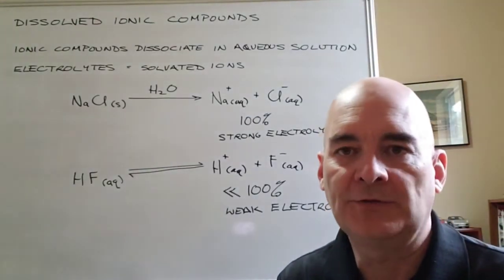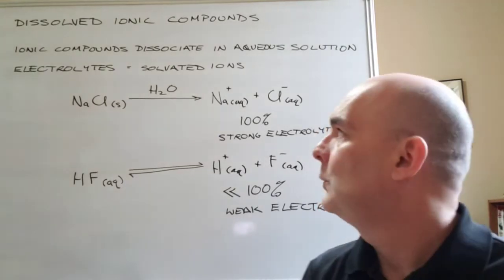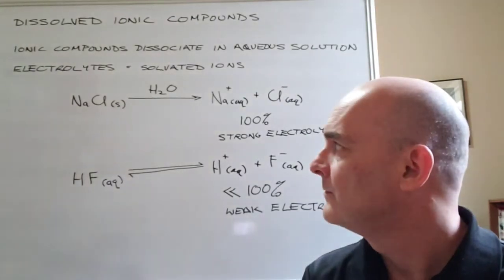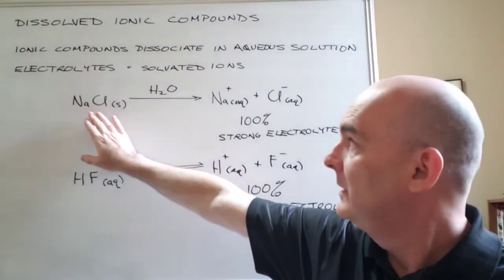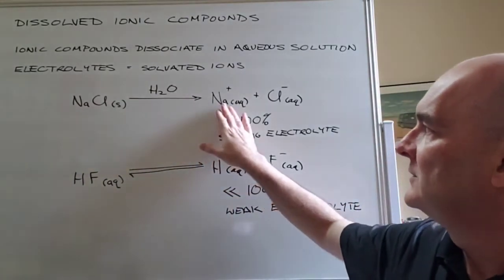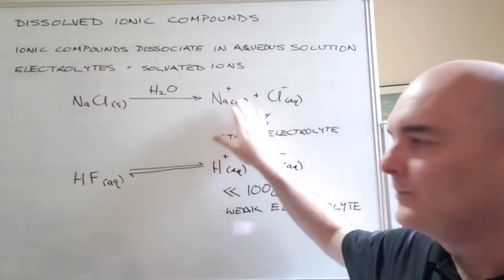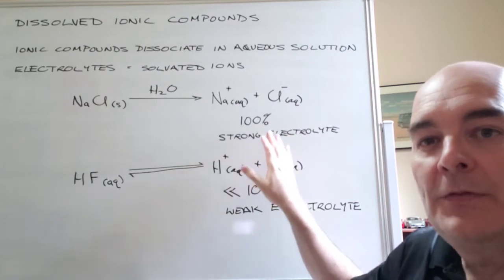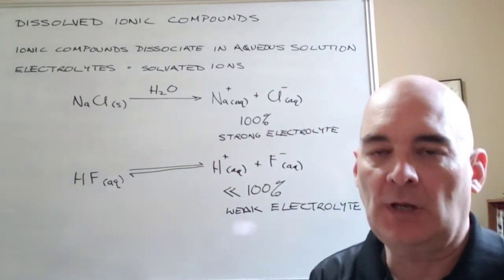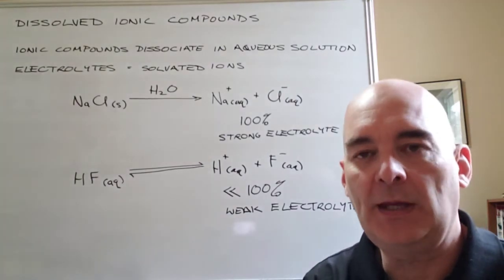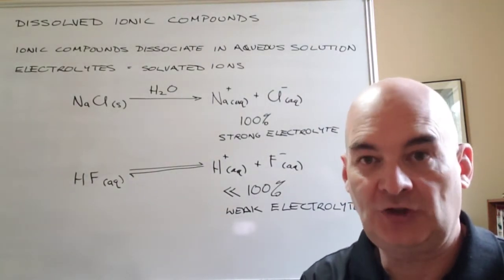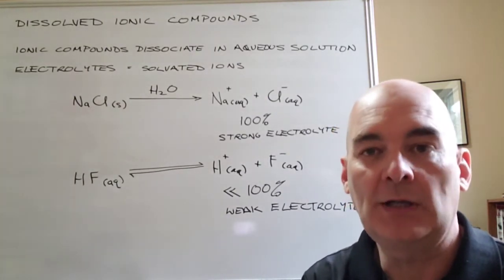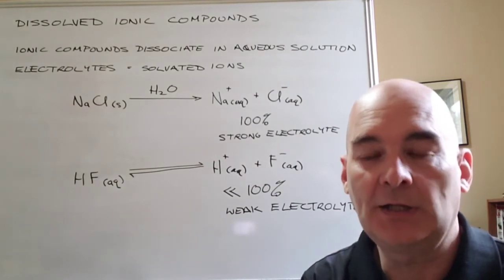Many ionic compounds dissolve in water, and when they do, they dissociate into their individual ions. So sodium chloride, salt, when it dissolves in water, splits into sodium cations and chloride anions, and it does that 100%. That makes this a strong electrolyte. An electrolyte is something in solution that carries a charge, carries a current, and you might be aware that pure water does not conduct electricity, but salt water does conduct electricity.